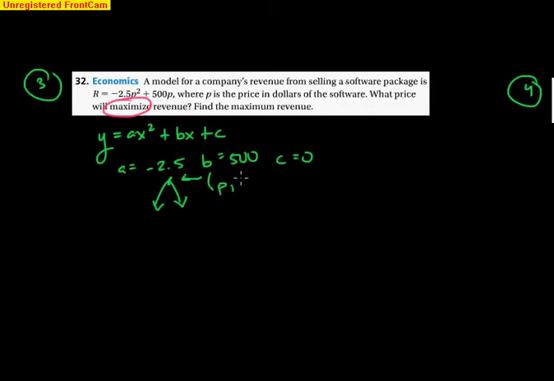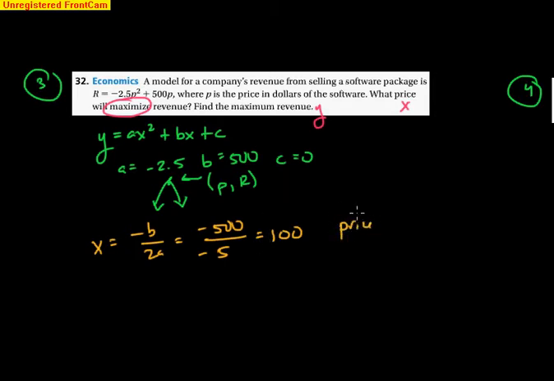The x is your price, and the y is your R. The first question is, what is the price? That's x. The second question, find the revenue. That's R. This is your x. That's your y. Find them of the vertex. Well, to do this in standard form, we use x equals the opposite of b over 2a. The opposite of 500 is negative 500. 2 times negative 2.5 is negative 5. And when you divide those, you get 100. And this is your x, which is your price.